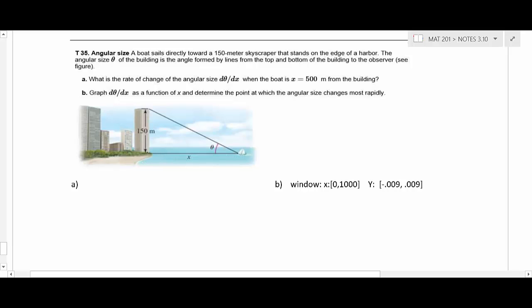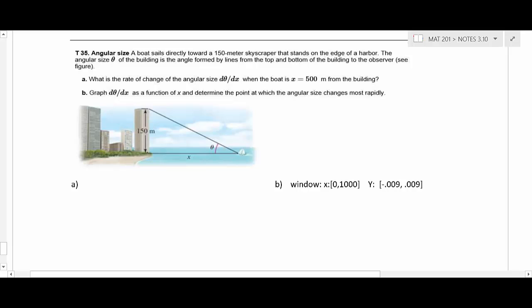A couple of things I want you to think about on this. As the ship moves towards the building and away from it, two things change. Let's think about this for a minute. As the boat goes out, what happens to that angle? It's smaller, right? It'll never go to zero, but if it went far enough out, it would go to zero, wouldn't it?